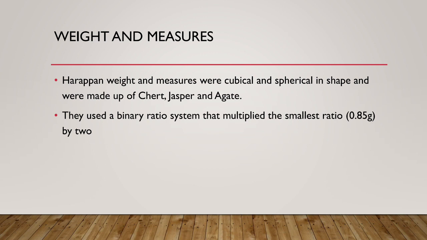Weights and measures. Harappan weights and measures were cubical and spherical in shape and were made of chert, jasper, and agate. They used a binary ratio system that multiplied the smallest ratio, which is 0.85 gram, by 2.